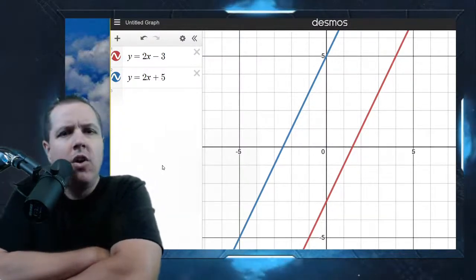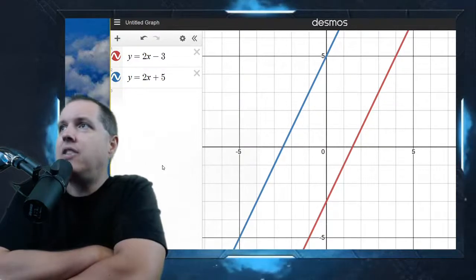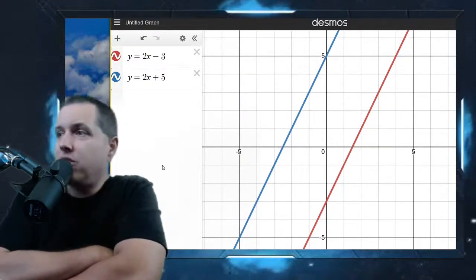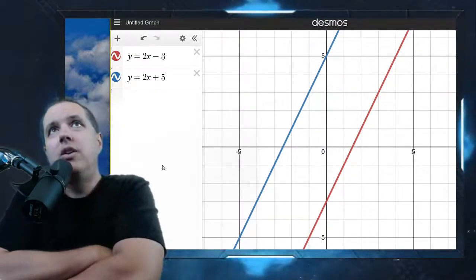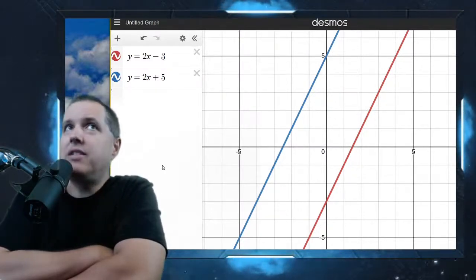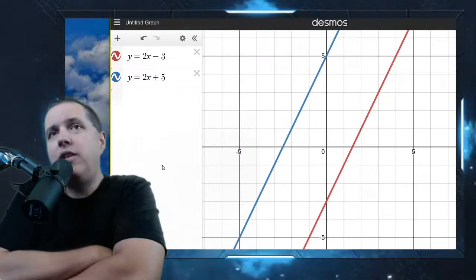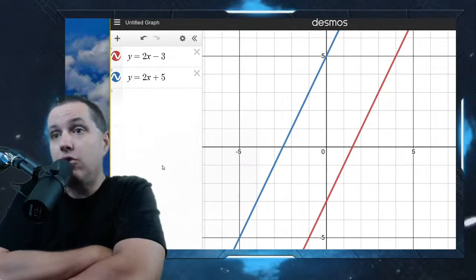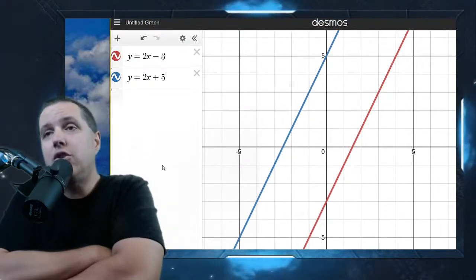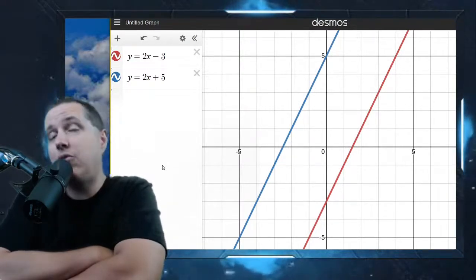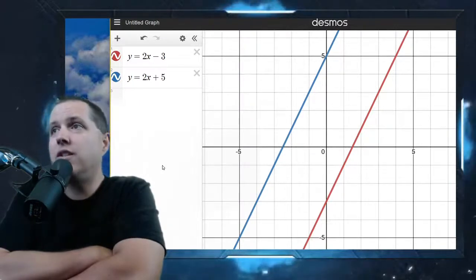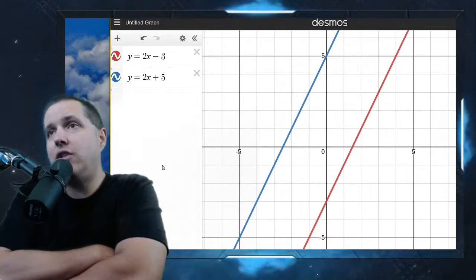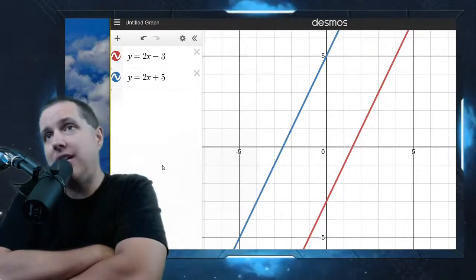But a minute ago I said that the solution to a system of equations was the point of intersection. So what does that imply? If these two lines have no point of intersection, then there must be no solution to the system of equations. That's right. So it is possible for you to have a system of equations in which no solution exists.